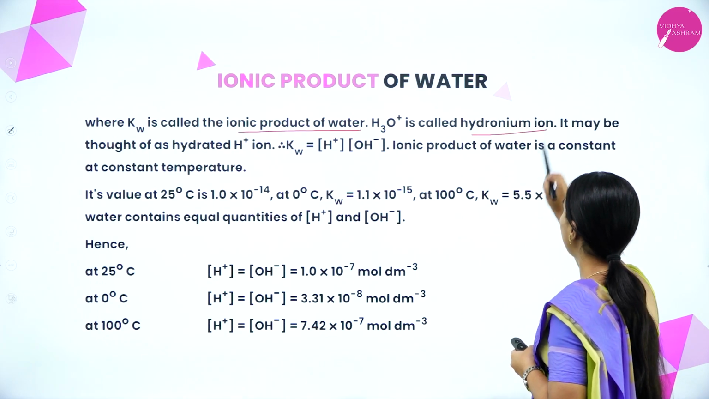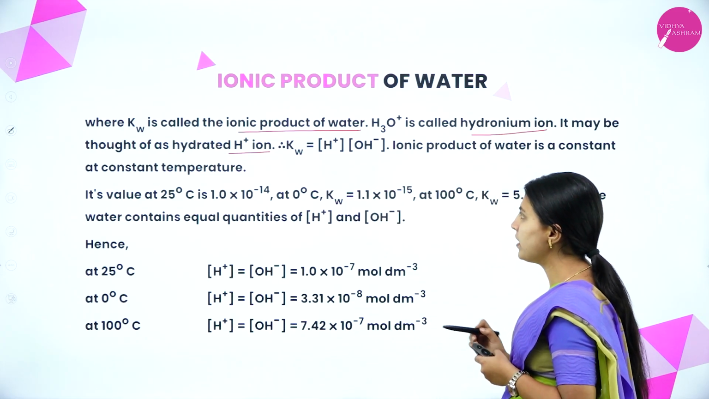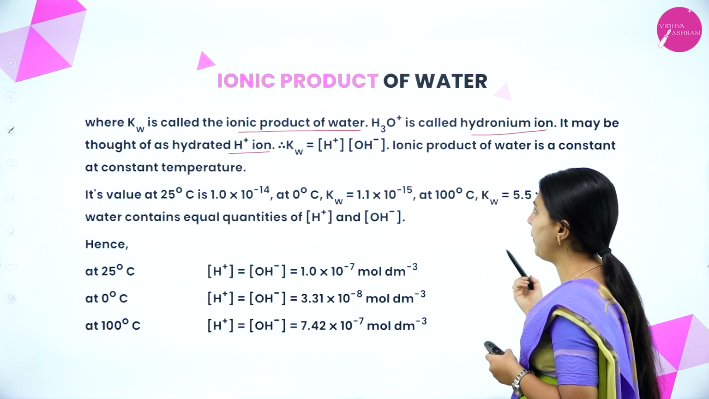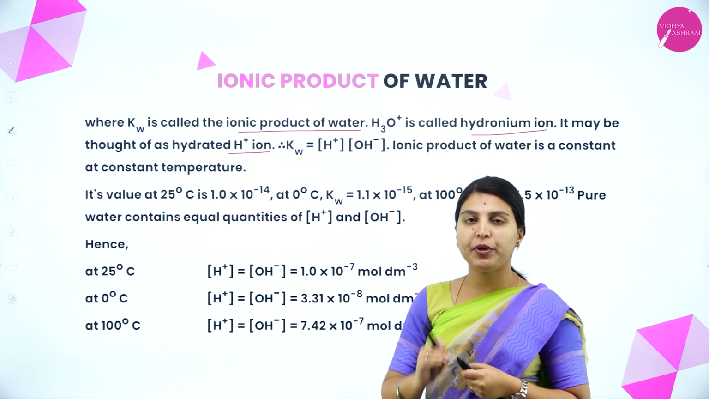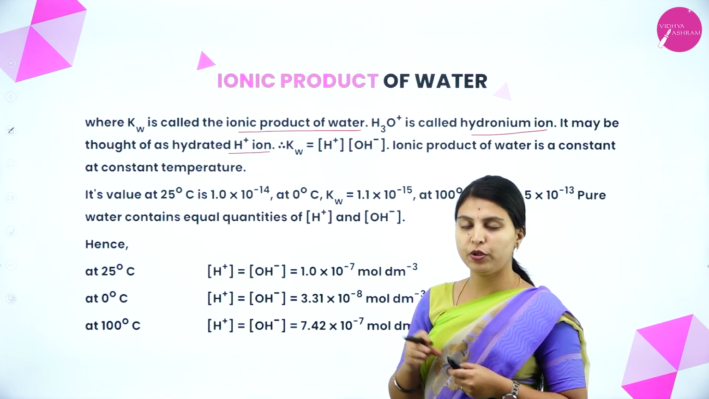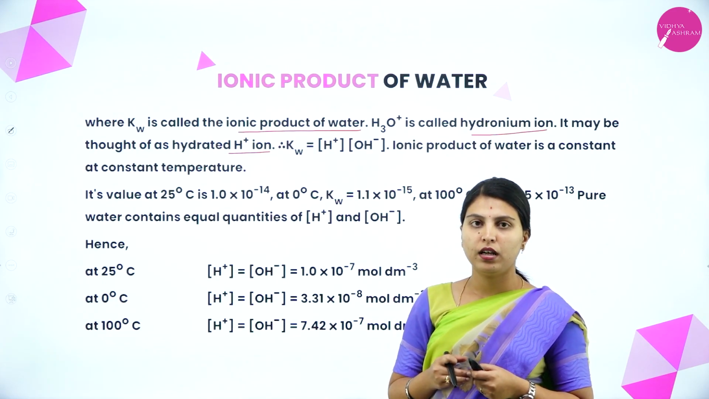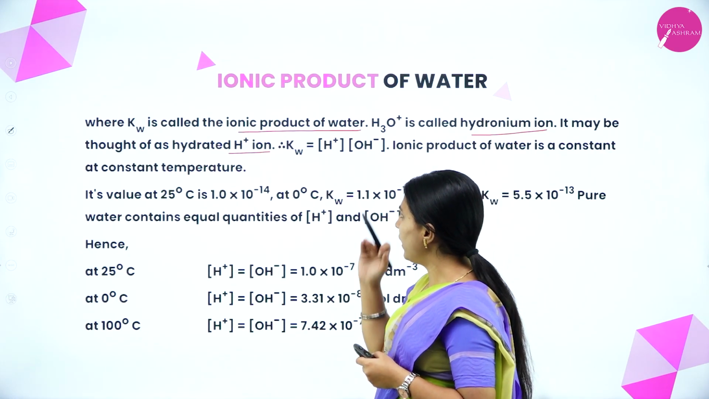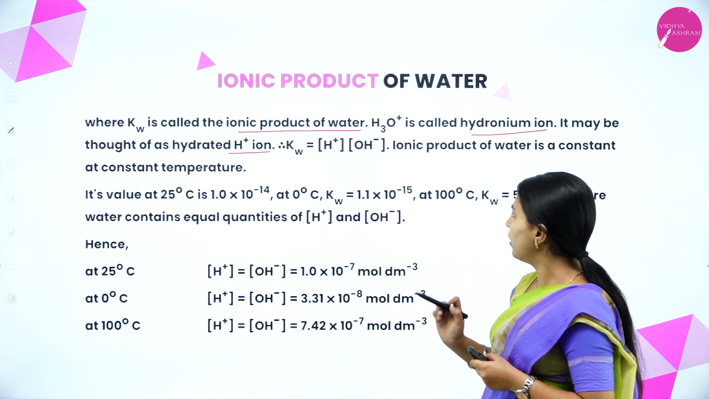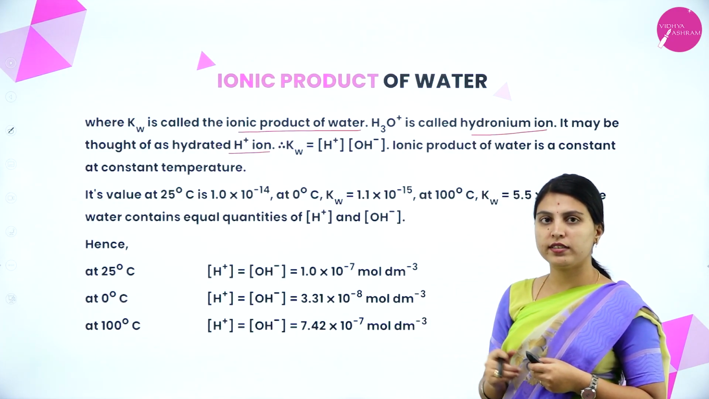H3O+ is the hydronium ion. It may be thought of as a hydrated H+ ion. Therefore, Kw equals the concentration of H+ into the concentration of OH-. The ionic product of water is a constant at constant temperature. Here, what they are telling is that very pure water can conduct electricity. They showed 2 molecules of water ionizing into H3O+ and OH-, calculated the molarity as 55.6, and said the ionic product of water equals the concentration of H+ and the concentration of OH-. So you can say water is also neutral.